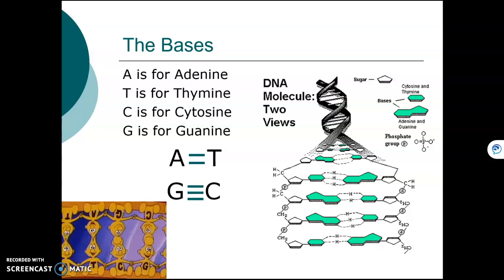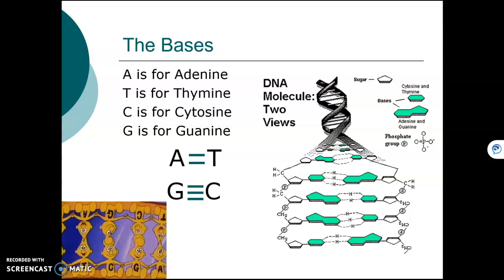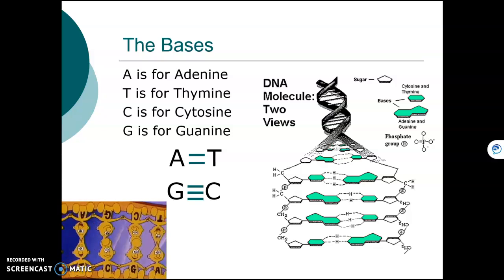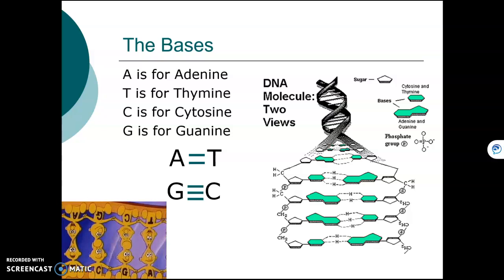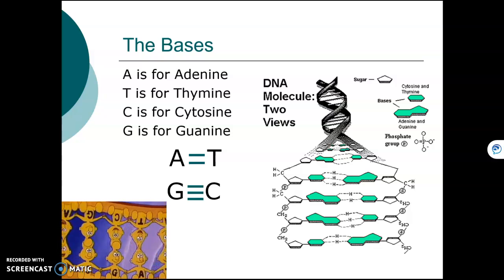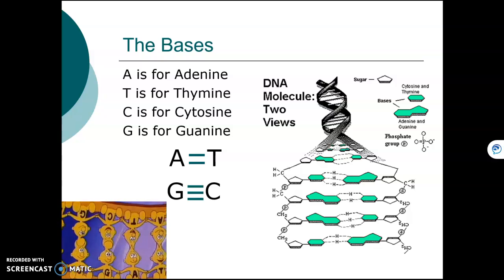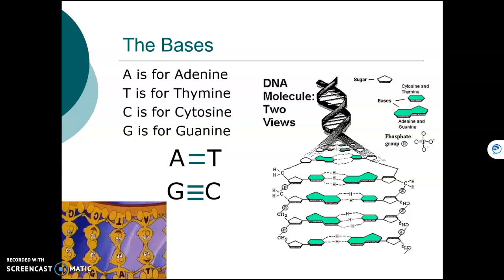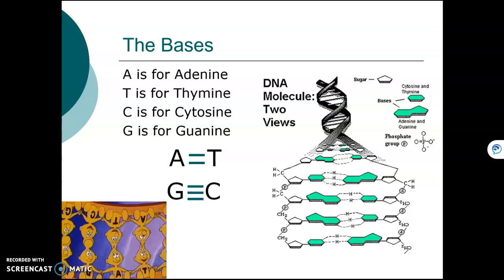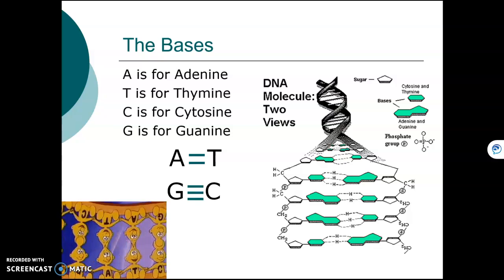So what do those A's, T's, C's, and G's stand for? A stands for adenine, T for thymine, C for cytosine, and G for guanine. You should know what they stand for, though most of the time we just use them as A's, T's, C's, and G's. And these guys pair up with each other in a very particular way.